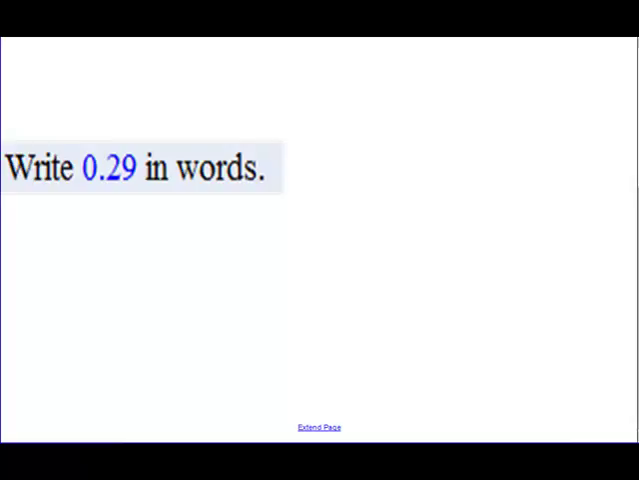Now, write 0.29 in words. Well, there are no whole numbers, so this would just be 29. And the place value of the 9 is the hundredths, so 29 hundredths.